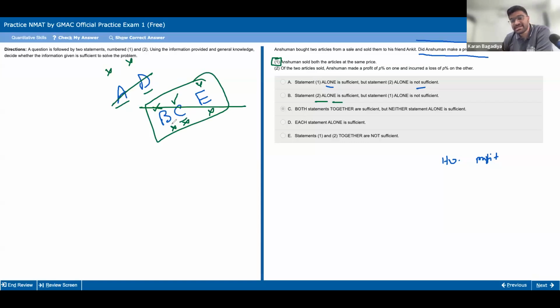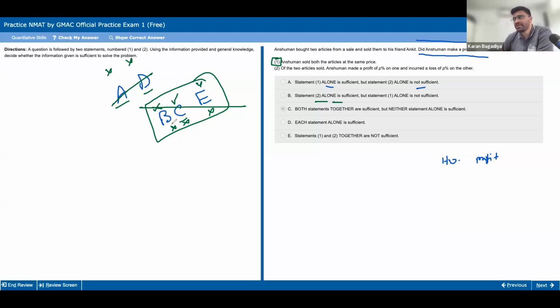Remember, that's the classic C trap: you assume the information in statement 2. Many times, 1 and 2 both are definitely sufficient, but 1 itself was sufficient maybe, and we miss that. So don't assume information in 2 or in 1 when evaluating the other.